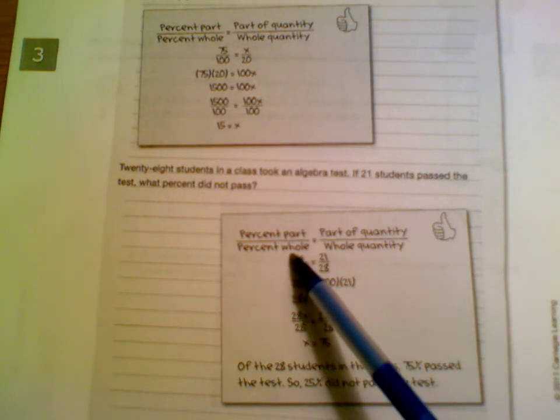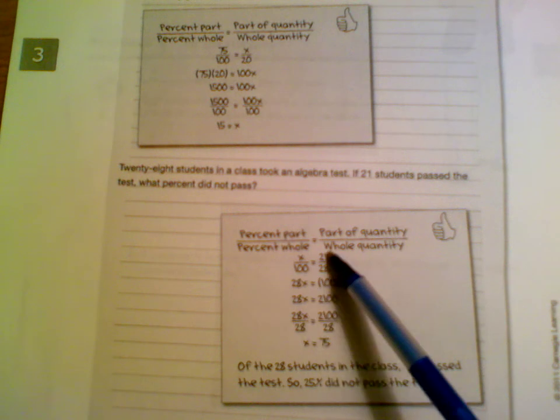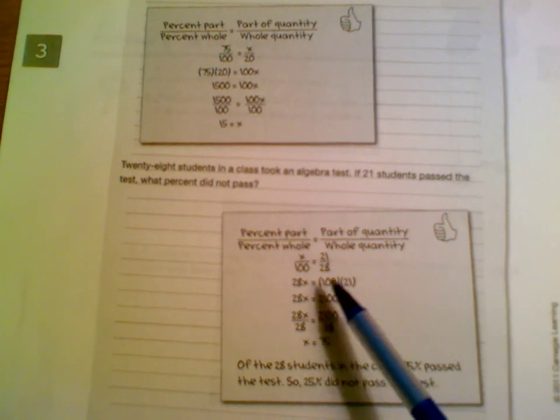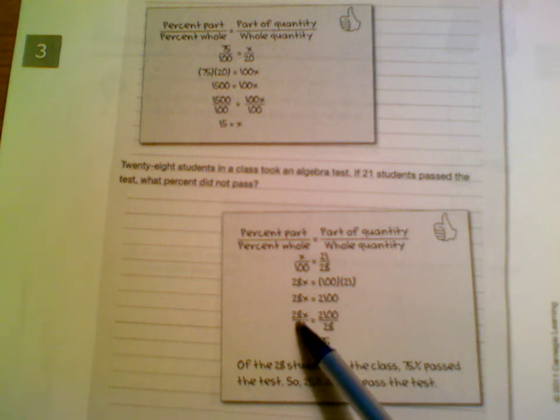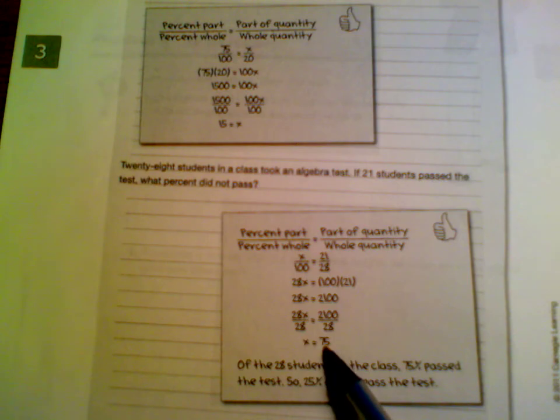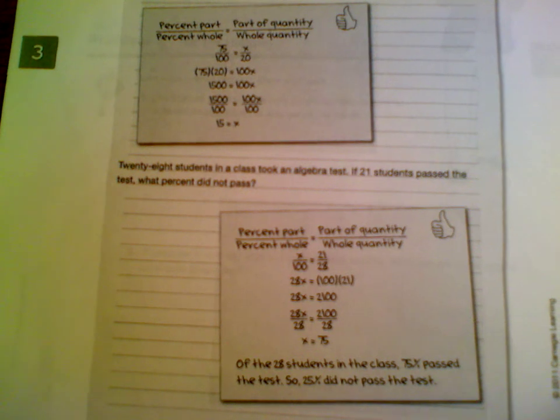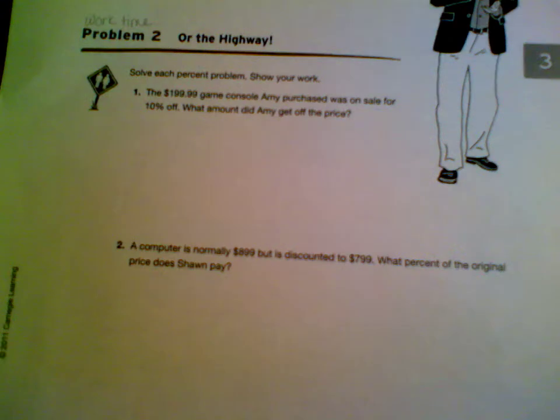So again, they're saying 28x equals 21 times 100. They multiplied these two. To solve this, we divide both sides by 28. X is 75. So 75% passed the test, so 25% did not. So we can look back and see that we had those same answers before.